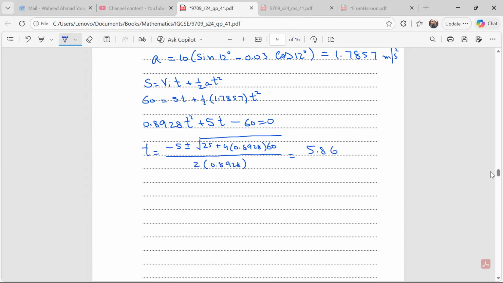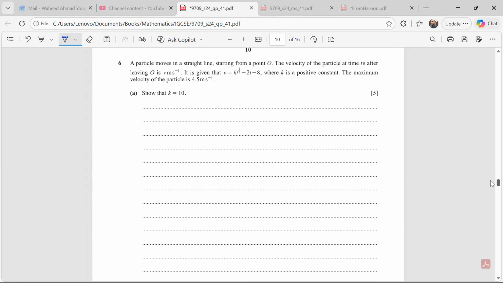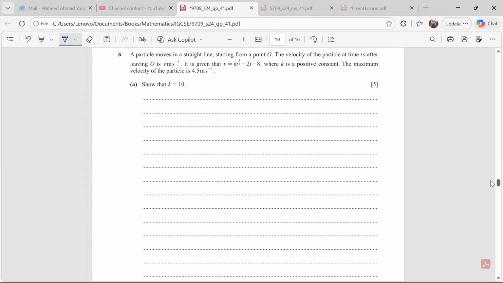Okay, so this comes out to be 5.86. The second answer is a negative time, which we just ignore. So this many seconds is our answer. Okay, so this is question number 5. Let's move on to question number 6. A particle moves in a straight line starting from a point O.